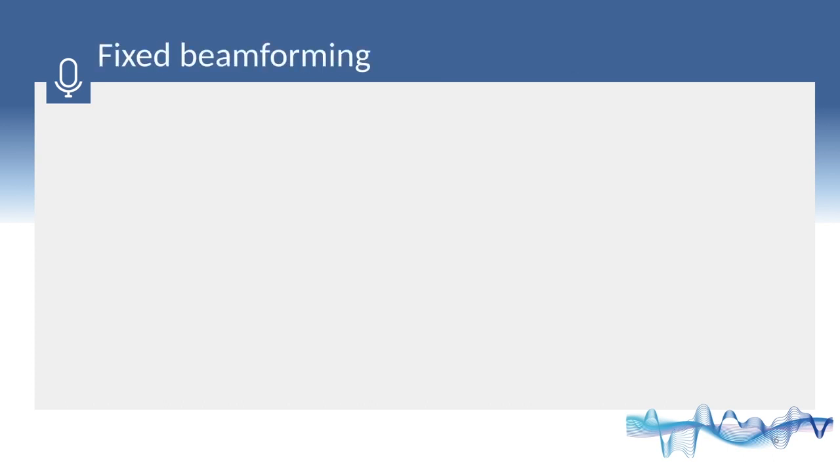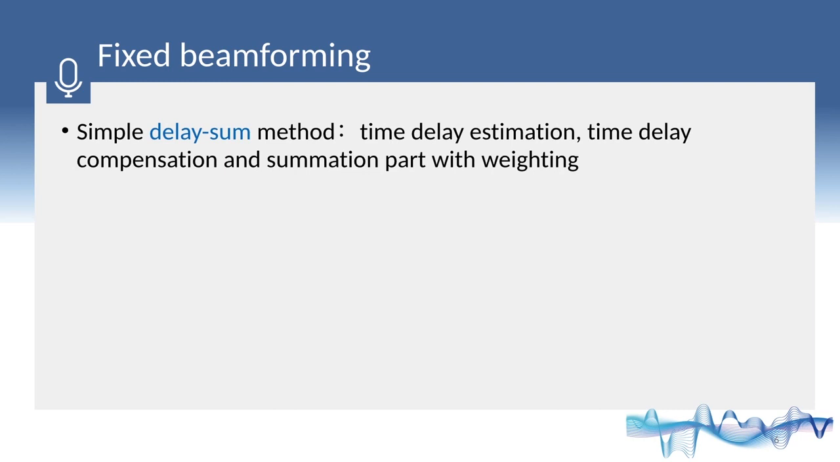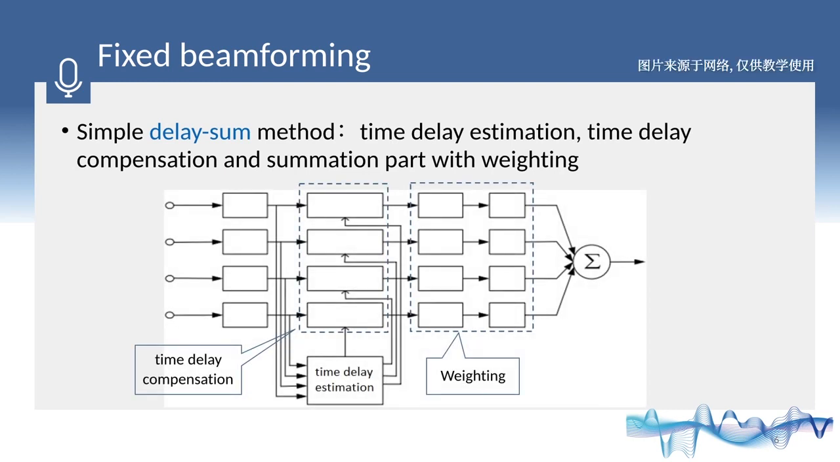The fixed beamforming algorithm is the earliest and the most classical. It draws on the idea of antenna array signal processing and uses a simple delay-sum method to achieve noise suppression. This system has better robustness and less computational complexity. But in practical applications, it needs more microphones to achieve better directivity and higher signal-to-noise ratio.